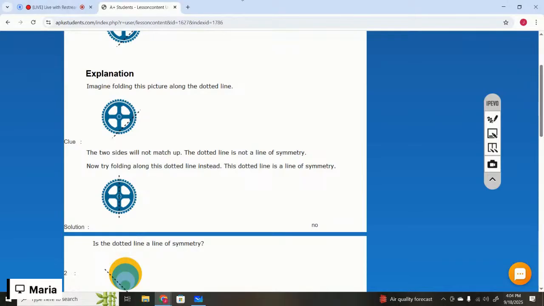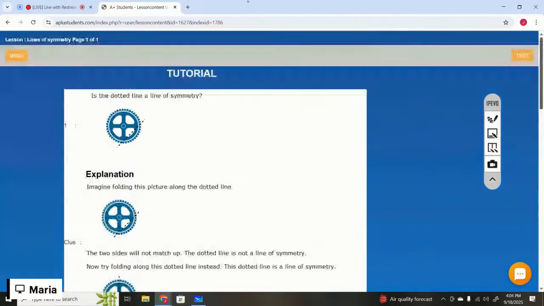Now look at this example. Now try folding along the dotted line instead. The dotted line is a line of symmetry. Let's just start with the test questions.